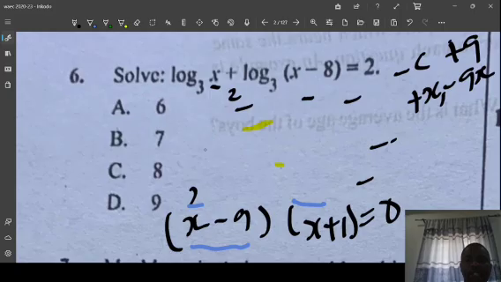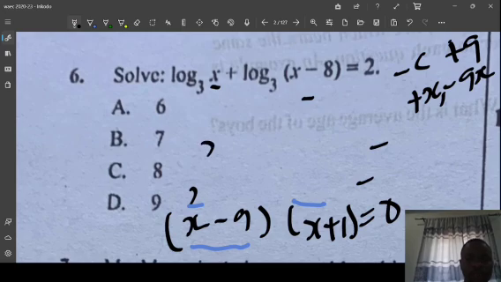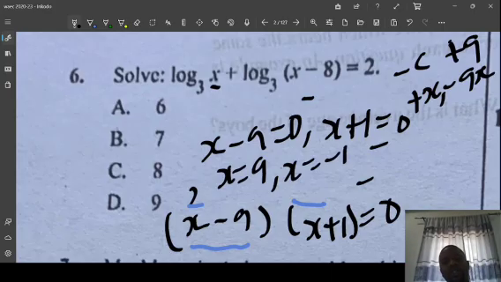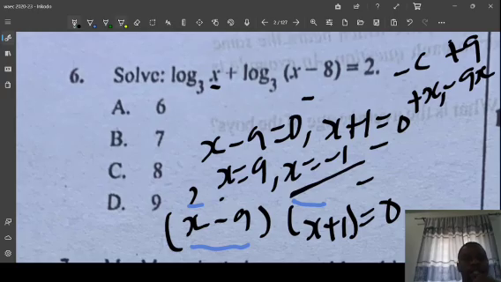So since I have x plus 1, x minus 9, so let's go. X minus 9 is equal to 0, or x plus 1 is equal to 0. So it means x is equal to 9, or x is equal to minus 1. Since you can't have x as a negative number, the correct answer is x is equal to 9, which is option D.